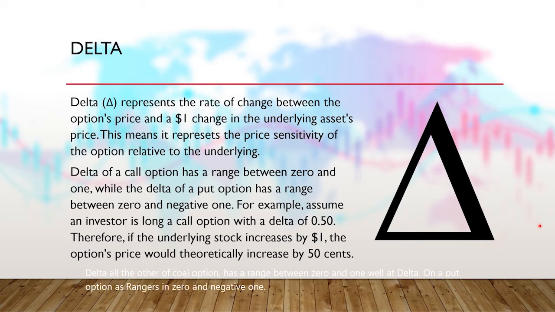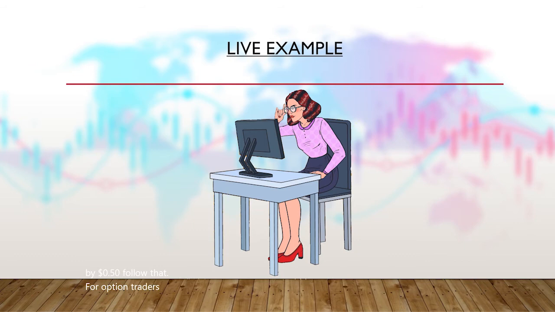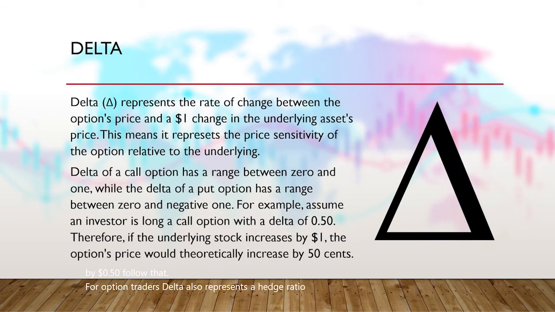For example, assuming an investor is long a call option with a delta of 0.50, therefore, if the underlying stock increases by $1, the option price would theoretically increase by 50 cents. Follow that? For option traders, delta also represents a hedge ratio for creating a delta neutral position. For example, if you purchase a standard American call option with 0.4 delta, you will need to sell 40 shares of the stock to be fully hedged.